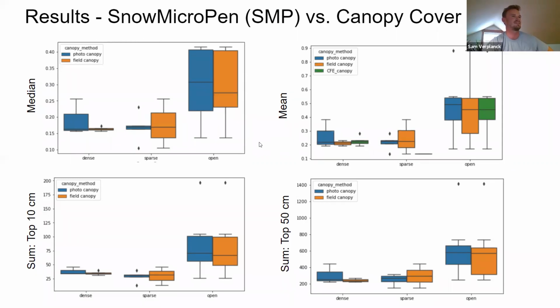Okay, and looking at the snow micropen results, all 4 of those metrics show a harder snow in the open area. That's the takeaway there.